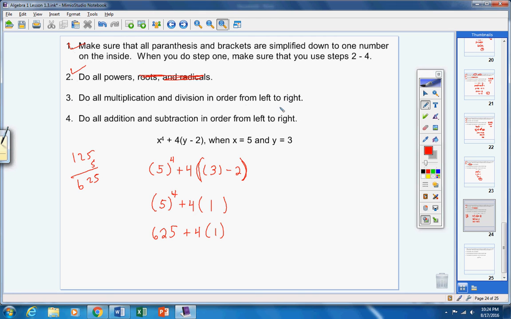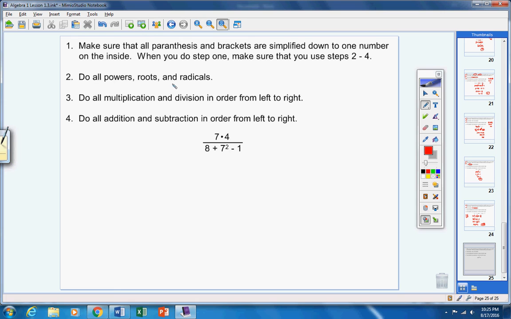Step 3, do all multiplication and division. I do see some multiplication here. They're side by side. So 625 plus 4. 4 times 1 is 4. And so your final answer is 629. Okay, 629.